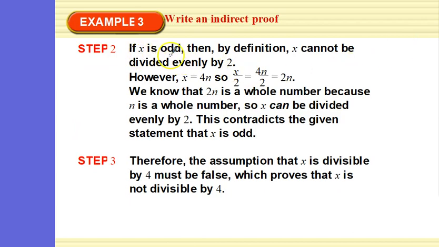So if x is odd, then by definition, x cannot be divided evenly by 2. However, x equals 4n, so x divided by 2 equals 4n divided by 2, which is 2 times a number n. We know that 2n is a whole number because n is a whole number, so x can be divided evenly by 2. This contradicts the given statement that x is odd. Therefore, the assumption that x is divisible by 4 must be false, which proves that x is not divisible by 4.